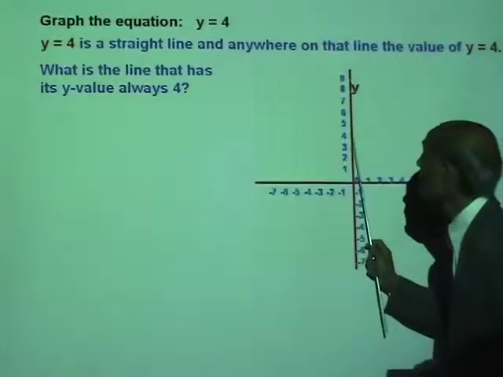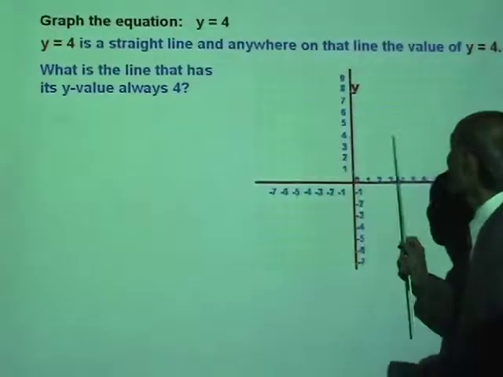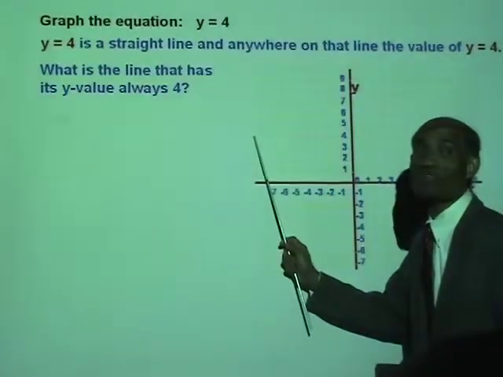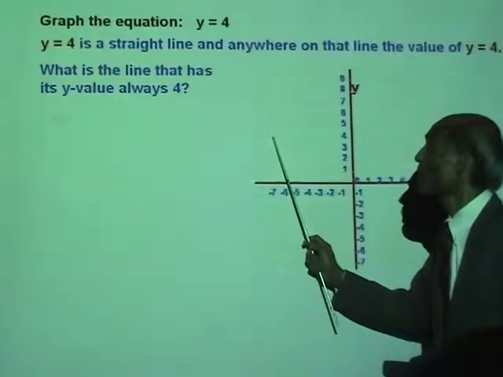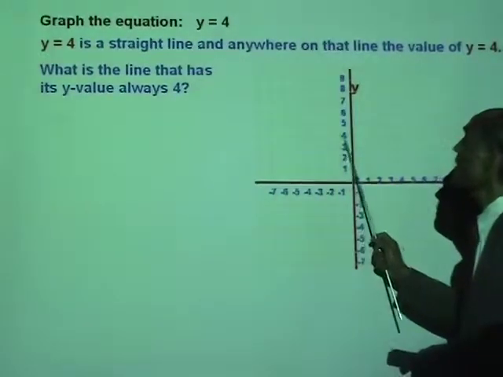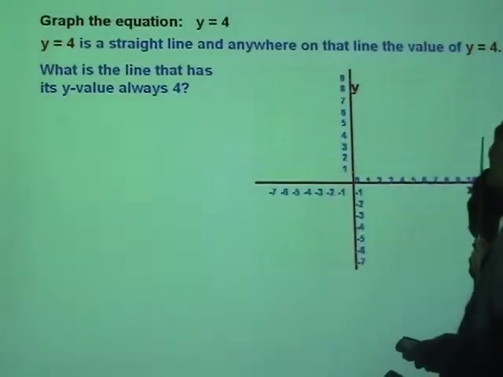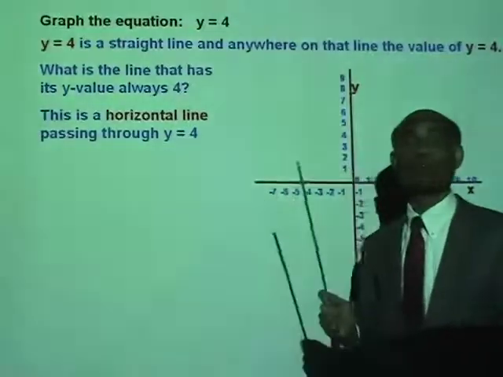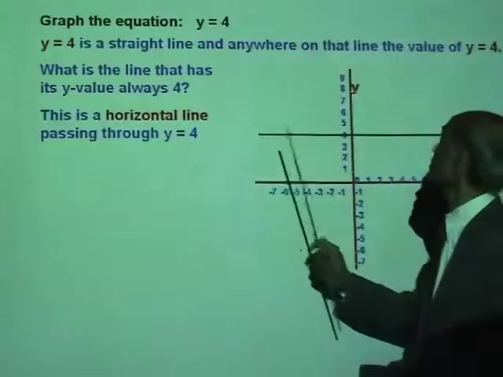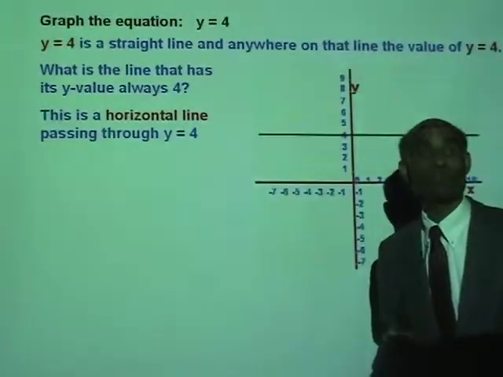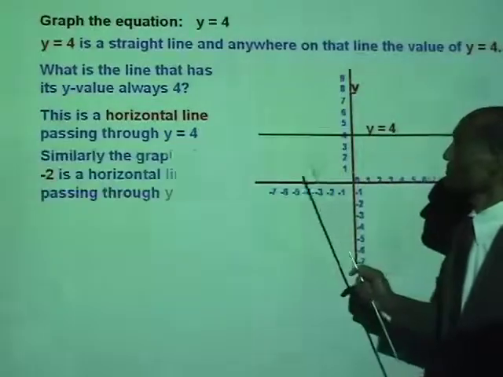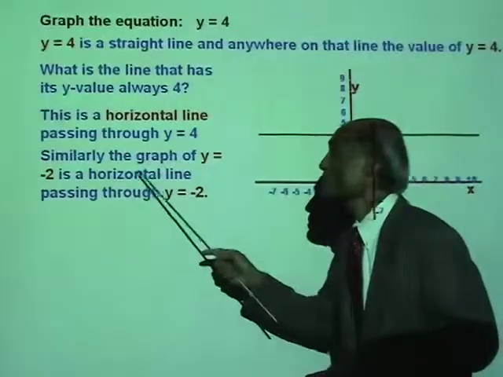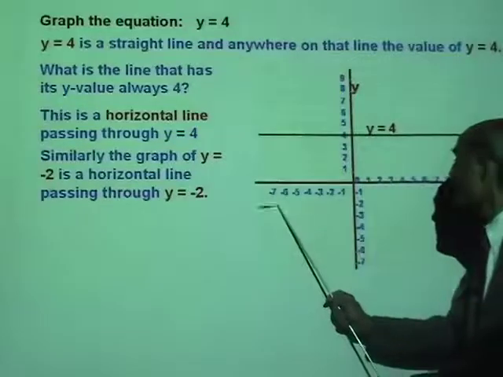There, y equal to 4 here, so it will be a horizontal line. If you walk along this line, you will say, what is the value of y? This is y equal to 4, y equal to 4, y equal to 4. Anywhere on that line, the value of y equals 4. So this is the horizontal line passing through y equal to 4. This is the graph of the equation y equal to 4. Similarly, the graph of y equal to negative 2 is a horizontal line passing through y equal to negative 2.